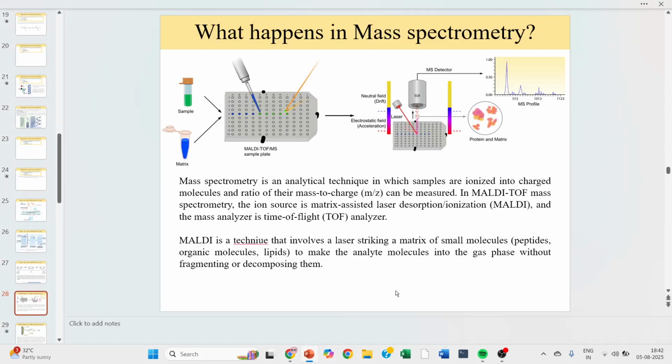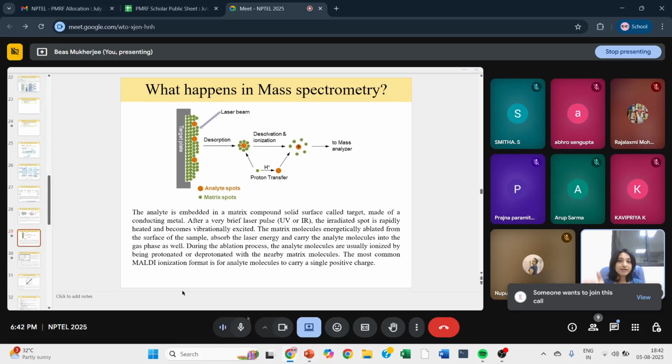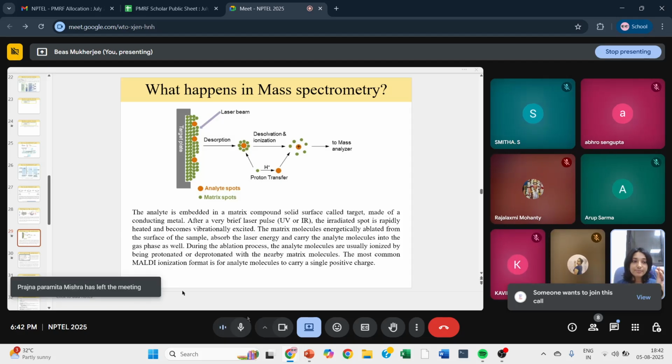Next, what happens is, initially there is this target plate onto which the analyte is present, and matrix particles are there. Laser beam falls on it, and then the analyte gets separated. It forms a gaseous particle, and on this gaseous particle, the matrix actually coats it, and the matrix is having some charge.